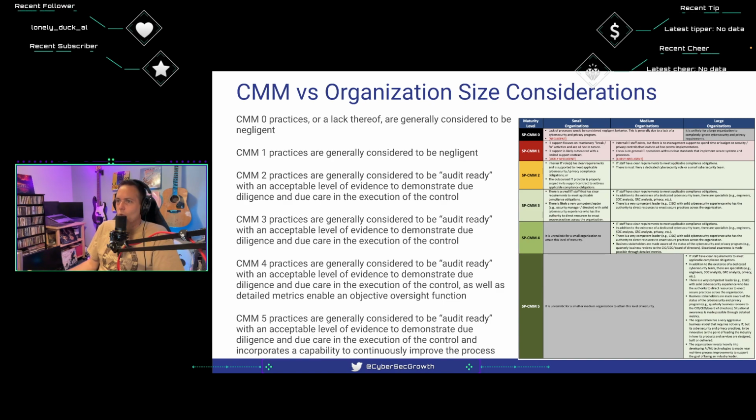CMM4, quantitatively controlled. This level of maturity is defined as metrics-driven practices, where in addition to being well-defined and standardized across the organization, there are detailed metrics to enable governance oversight. CMM4 practices are generally considered to be audit-ready with an acceptable level of evidence to demonstrate due diligence and due care in the execution of the control, as well as detailed metrics that enable an objective oversight function. Metrics can be daily, weekly, monthly, quarterly, whatever.